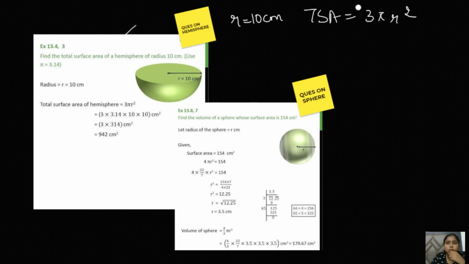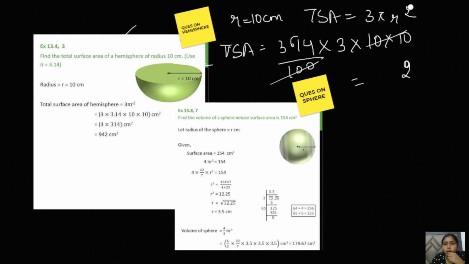In this question it is mentioned to use 3.14 as pi. So the TSA of the hemisphere is 3.14 multiplied by 3 multiplied by 10 into 10, right? You can just cancel them out and you will be getting 942 centimeter square as your answer, right?